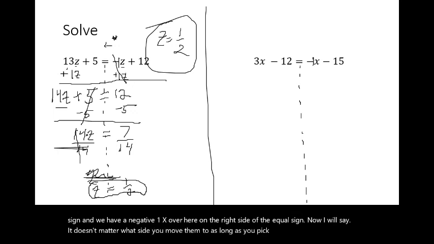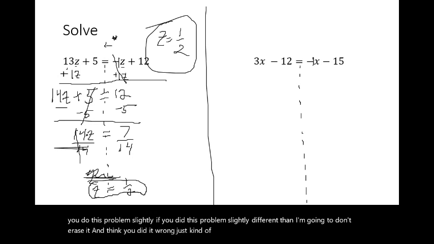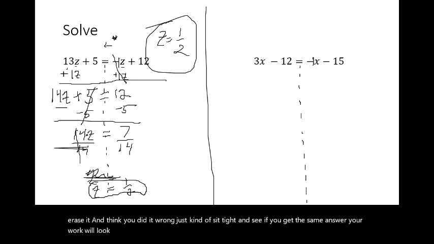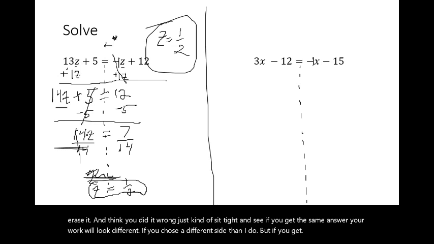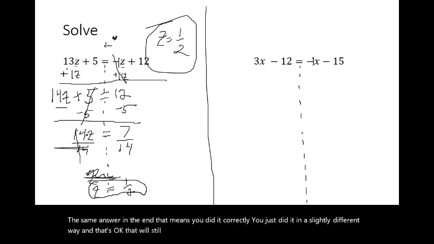Now, if you did this problem slightly different than I'm going to, don't erase it and think you did it wrong. Just sit tight and see if you get the same answer. Your work will look different if you chose a different side than I do, but if you get the same answer in the end, that means you did it correctly. You just did it in a slightly different way, and that's okay. That will still earn you full credit.